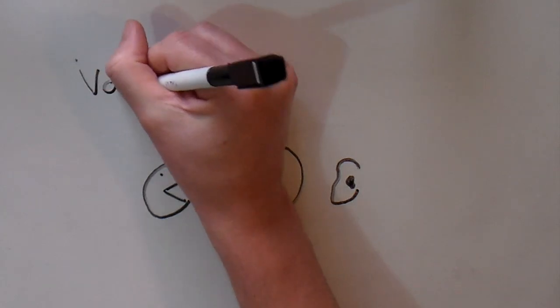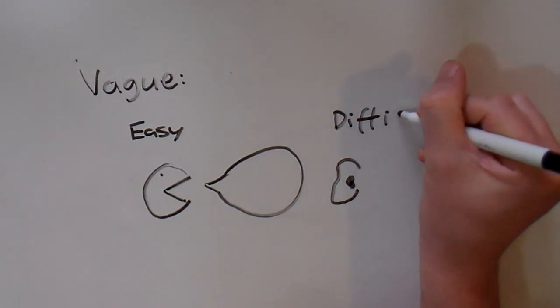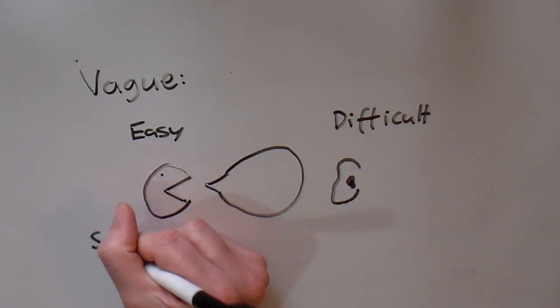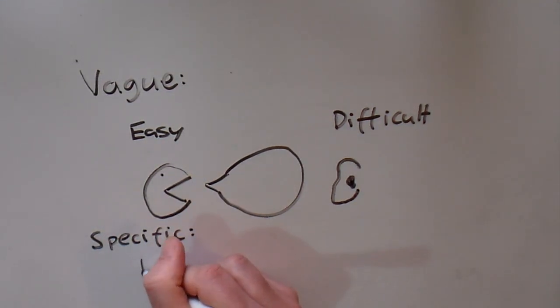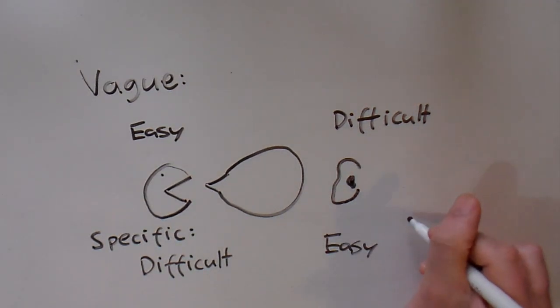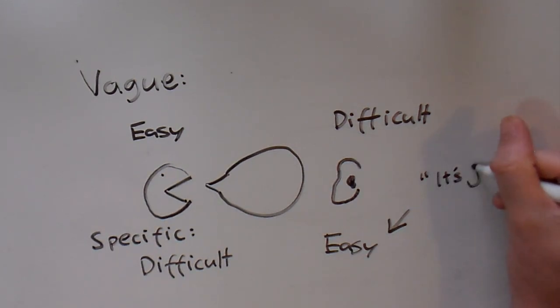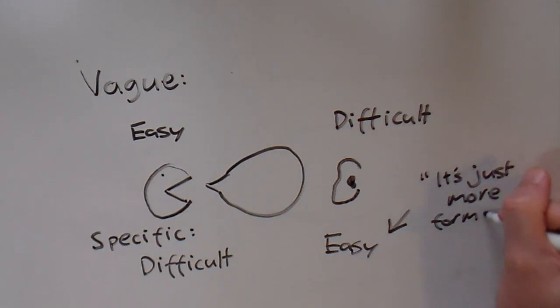When someone is vague, it's easier to produce the language, but harder to comprehend. When someone is specific, it's harder to produce the language, but it's easier to comprehend. It's more likely that you will put in more effort to be more specific and therefore better understood when you are in a formal situation. And that is why many people say that m is just more formal.